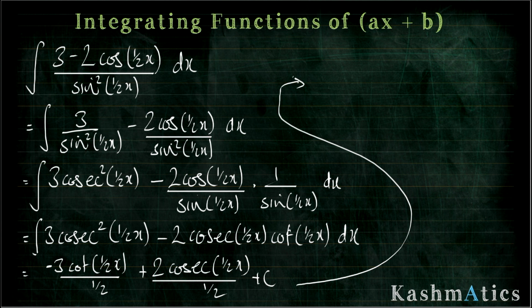Okay, so let's just tidy this up. So minus 6 cot a half x plus 4 cosec a half x, add c. That's the final answer. So hopefully you can see that it's not actually that difficult, as long as you're willing to take things one step at a time.